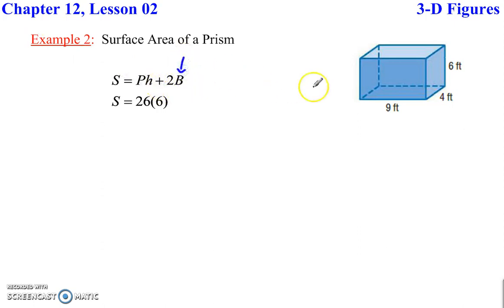Now, what's the base? Is the base 9? Is the base 4? Notice this is a capital B. Capital means that it is a combination of lengths already. That's the area of the base. So that's 9 times 4. So 2 times 9 times 4 gives me 72. Simplify those and you get a total surface area of 228 square feet.